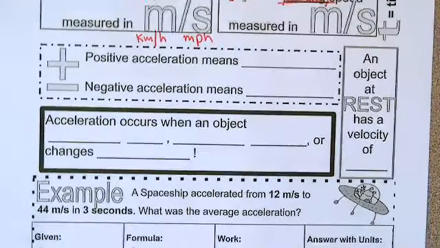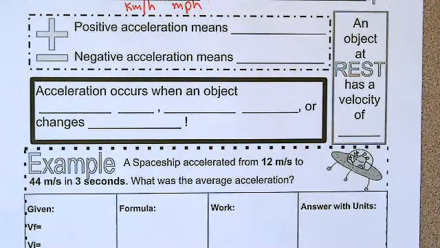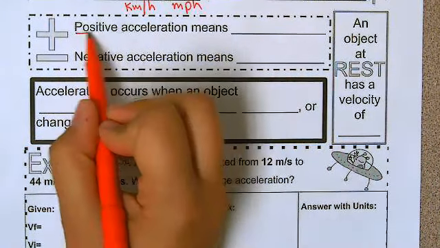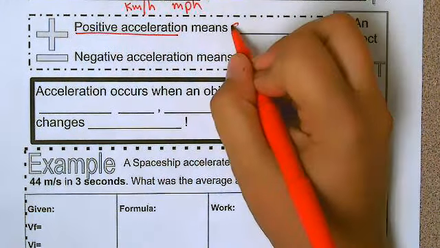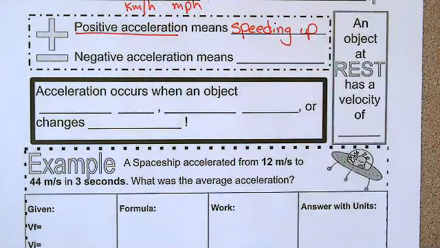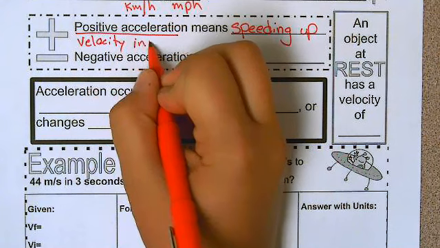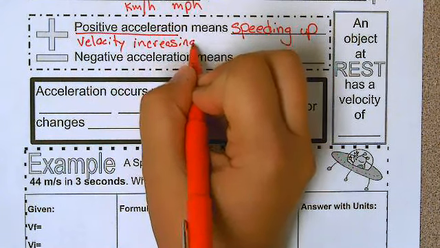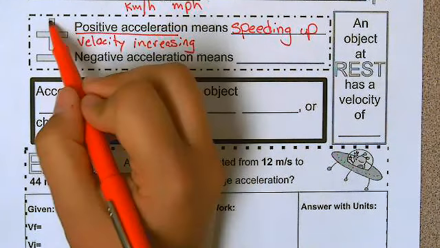Okay, so let's look now at the bottom half of this worksheet. Okay, so we're gonna look at some concept understandings. Okay, so whenever we have a positive acceleration, this means that it is speeding up. Okay, so the velocity is increasing. Okay, so it's getting faster and faster and faster. So that's for positive.